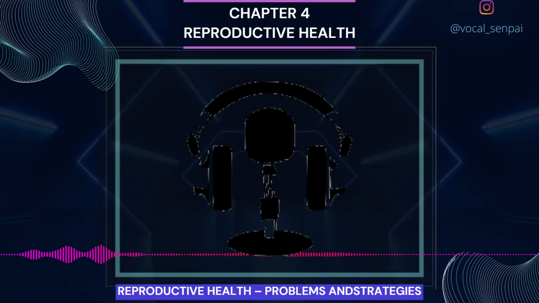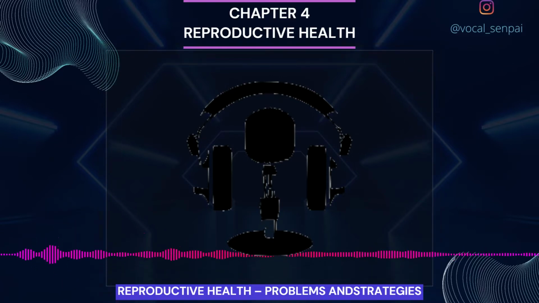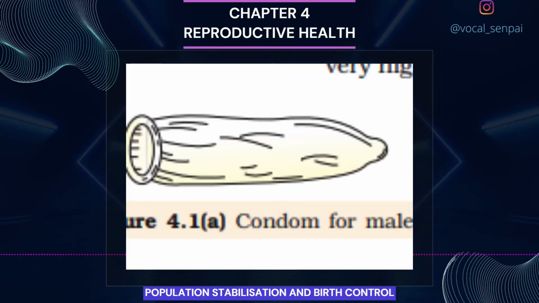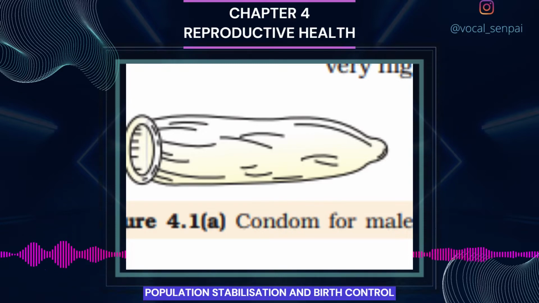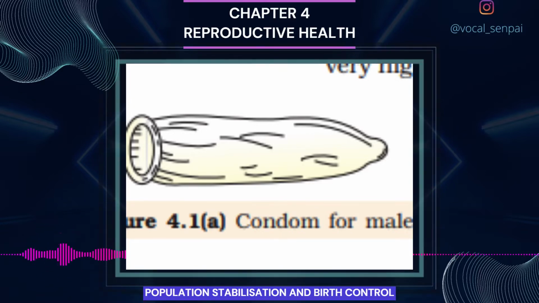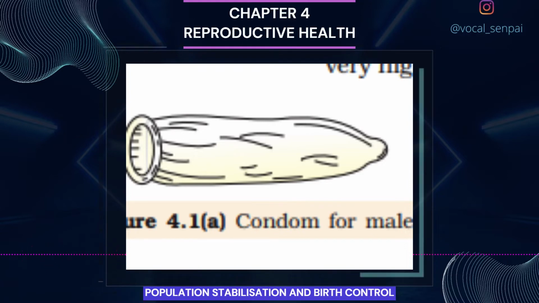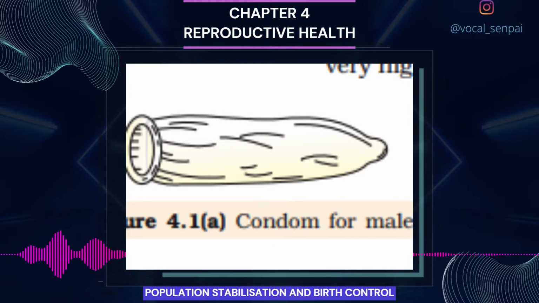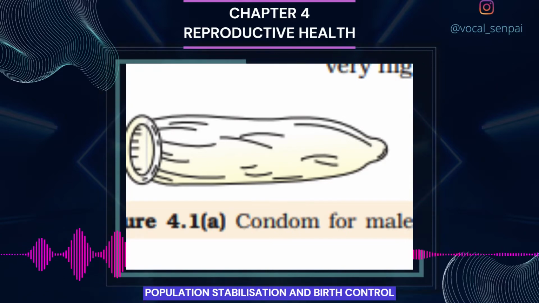All indicate improved reproductive health of the society. Population stabilization and birth control. In the last century, an all-round development in various fields significantly improved the quality of life of the people. However, increased health facilities along with better living conditions had an explosive impact on the growth of population.